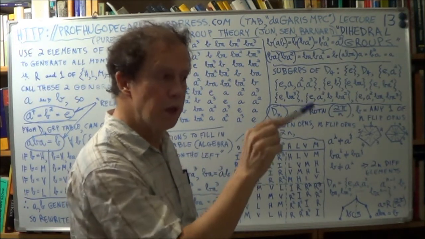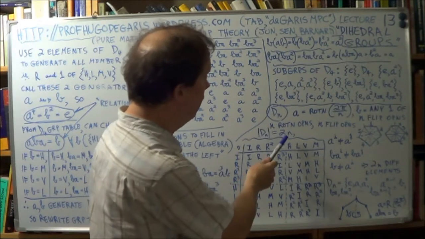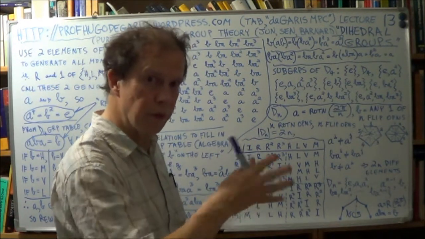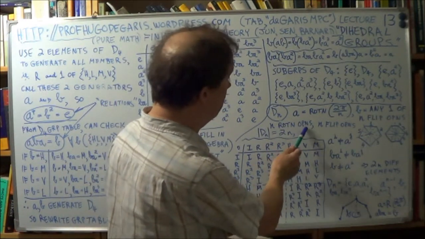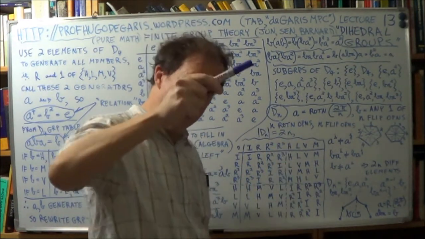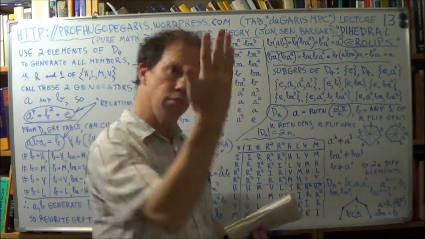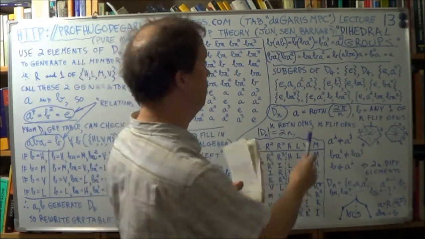So for D of n in general, we'll have 2n elements, symmetry operations, they're the elements. n of them are rotation type operations, right? And n flip type operations.